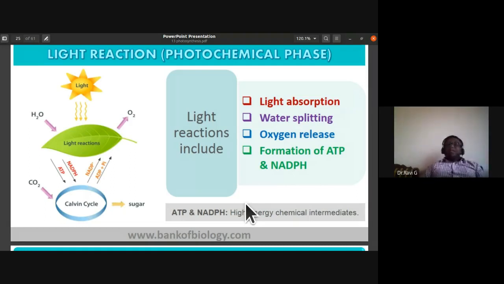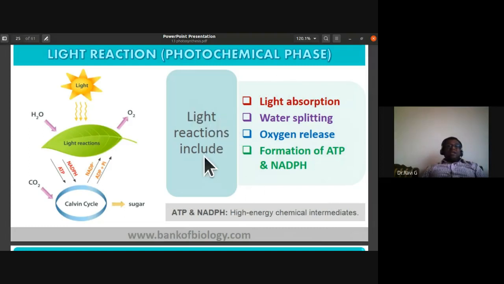But cells can recognize energy only in the form of ATP. In all plants and animals, adenosine triphosphate is the energy currency of the cell. So the ATP is stored in NADPH2. One NADPH2 is equal to 3 ATPs, and when it undergoes oxidation, it liberates 3 ATP. So ATP and NADPH2 are high energy chemical intermediates that we obtain during the light reaction or photochemical phase.